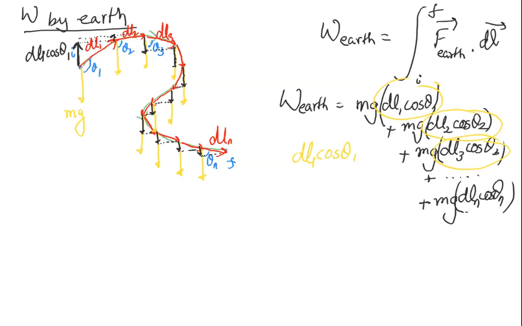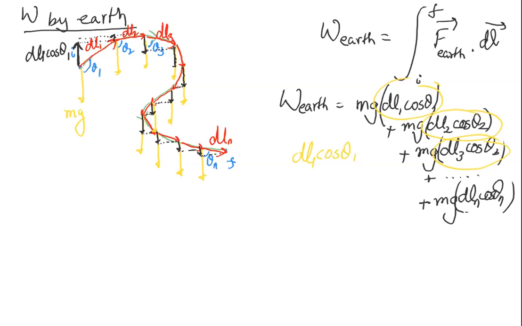So I have divided the path into line elements. Number one, I have drawn the force vector mg downwards for every line element. I have found angles between the line elements and the mg vector for all line elements. And then I have worked out the dot product of mg and the line element for every line element.